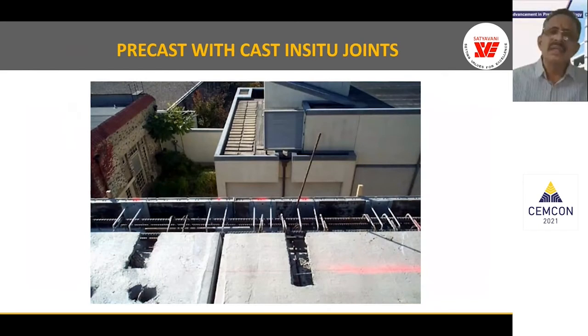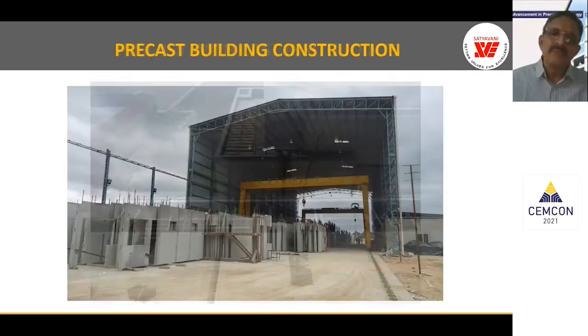And there are hybrid joints, where we have the precast panel, precast wall, precast slab, but the joint is in situ. This is most prevalent in UK, Middle East, and India. That can ensure the rigidity of the joint and also the performance of the joints.